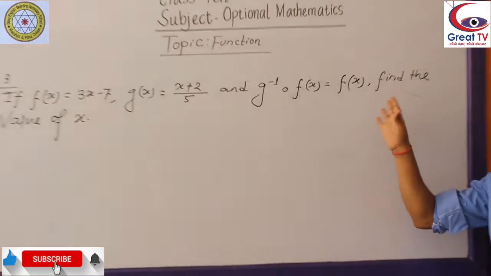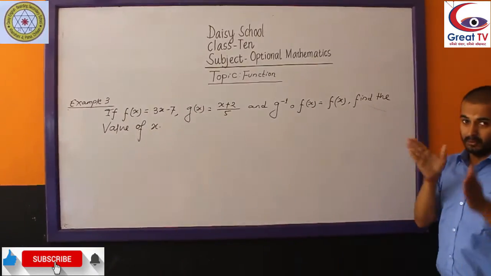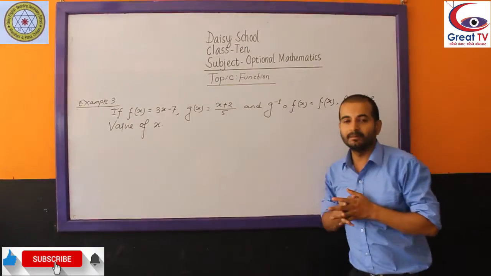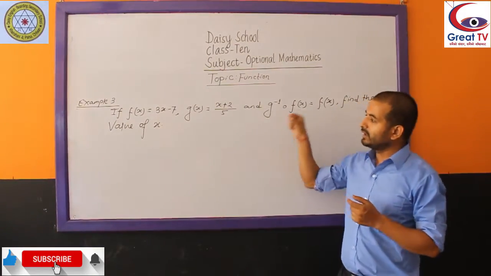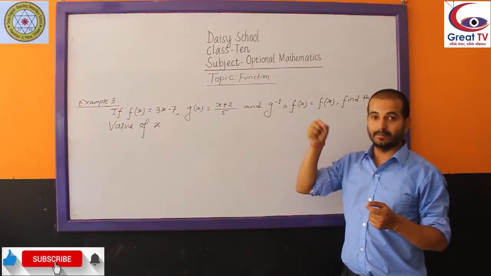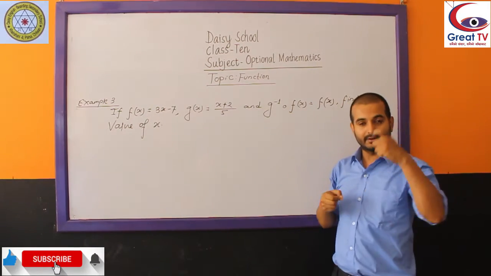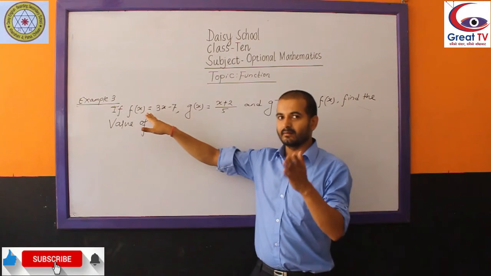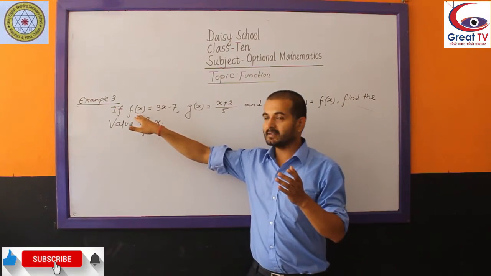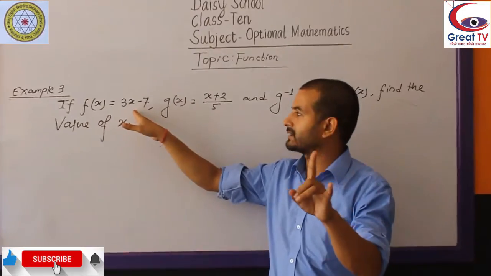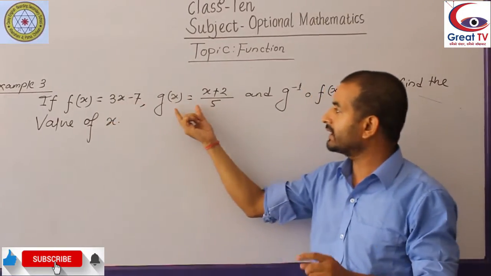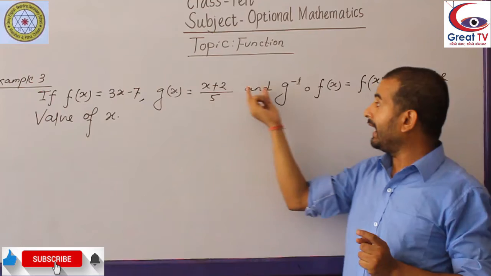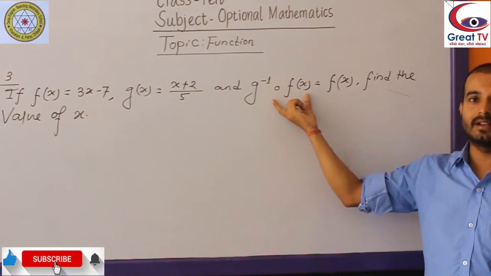Now let's come to the important one. If you understand this, I hope it is going to help you very much in the examinations and in your exercise solving. So first of all, let's again read the question. f(x) equals 3x minus 7, there is the first function f(x). Sorry, one function. Second function g(x). And there is one another relation given.